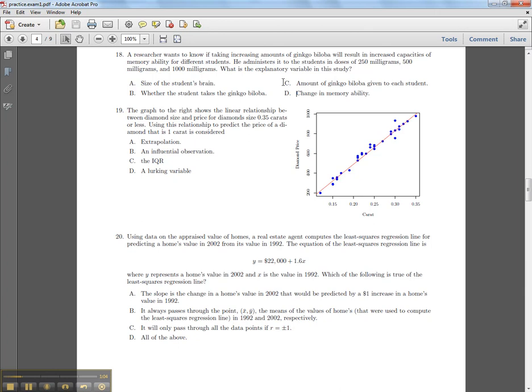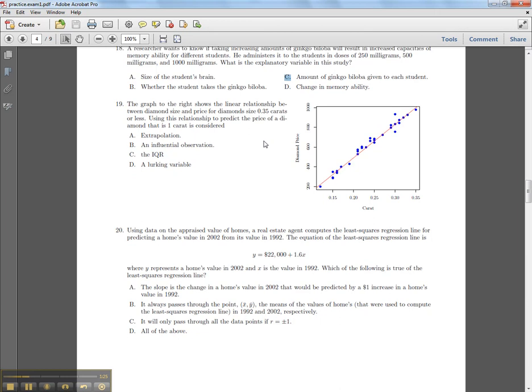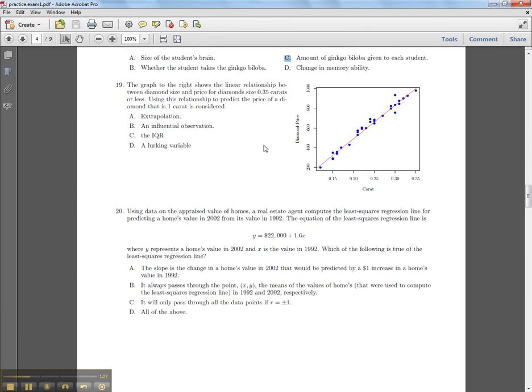So letter C is the answer because it's not the size of the student's brain. It's not whether the student takes the ginkgo biloba. What we're changing, what is independent, is the amount of ginkgo biloba given to each student. And then the response is the change in memory ability. So if the question is what is the response, then it would be D, but 18 is C. So hopefully you're really good at this point in recognizing what the explanatory and response variables are.